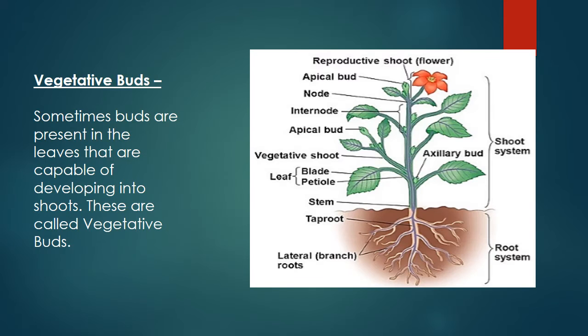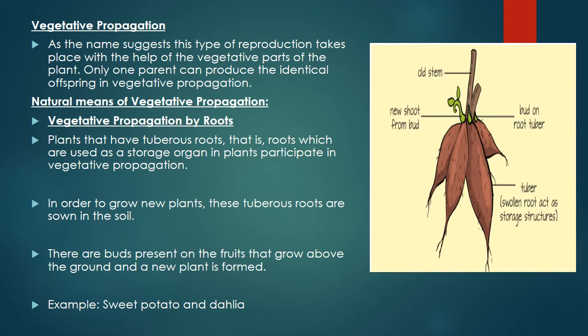The first process is vegetative buds. You can see the structure of the roots and shoot system in a plant. Some buds are present in the leaves that are capable of developing into shoots. These we call vegetative buds. As the name suggests, vegetative propagation is the type of reproduction that takes place with the help of vegetative parts of the plant. Only one parent can produce identical offspring in vegetative propagation.